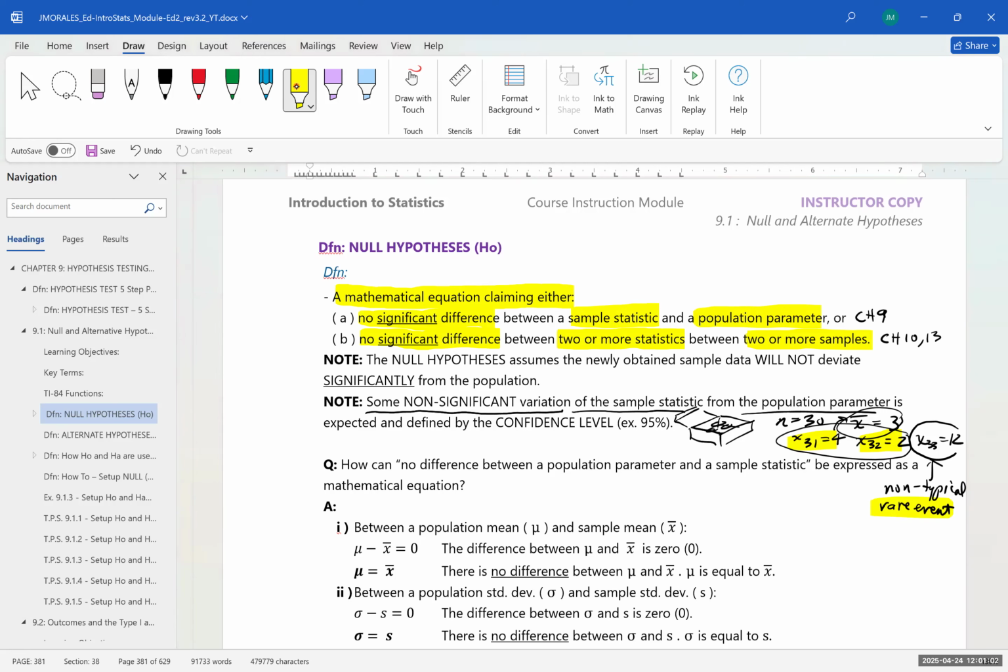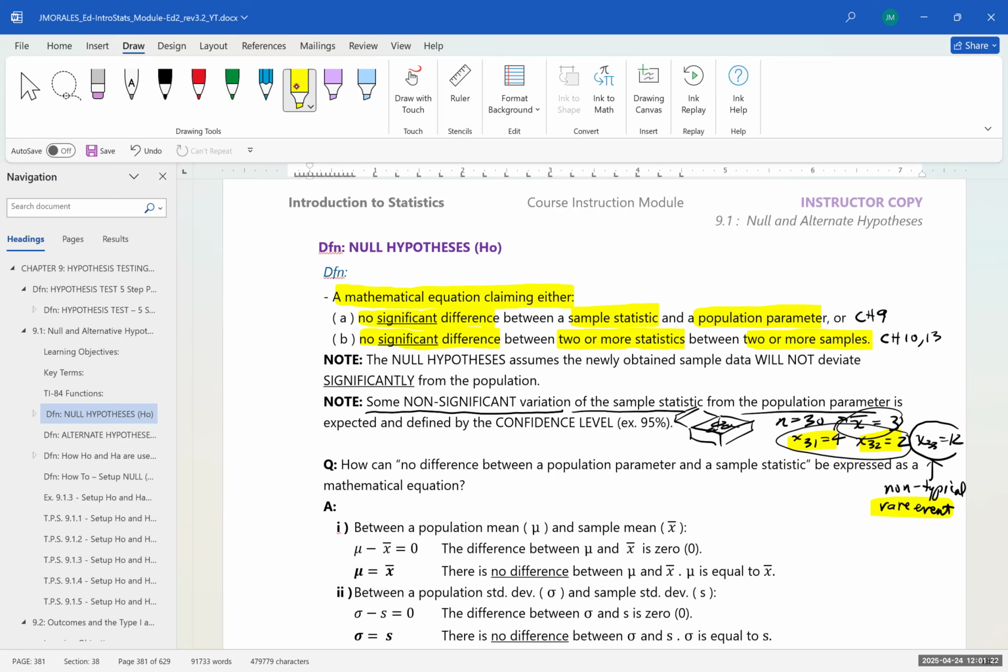So the null hypothesis is a statement which means we're not expecting anything radical. We're not expecting anything new. We expect just the normal thing to keep happening. We expect the average thing to keep happening.